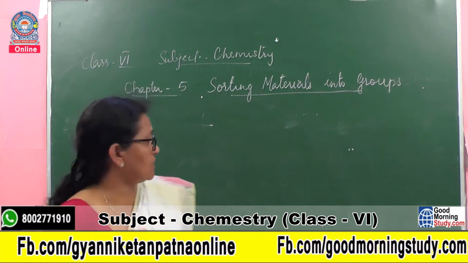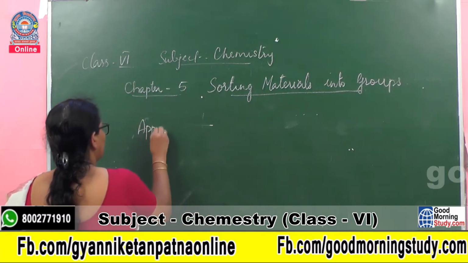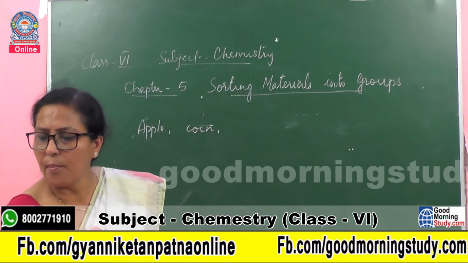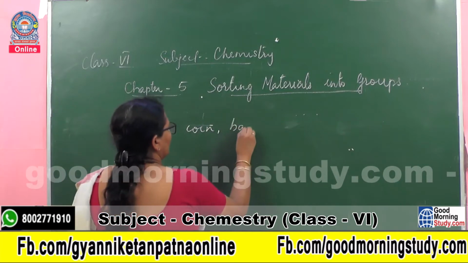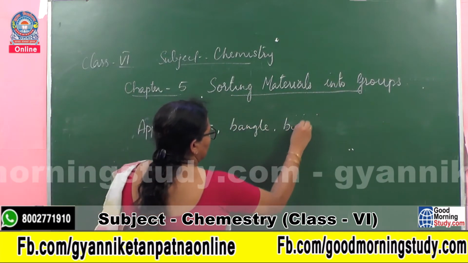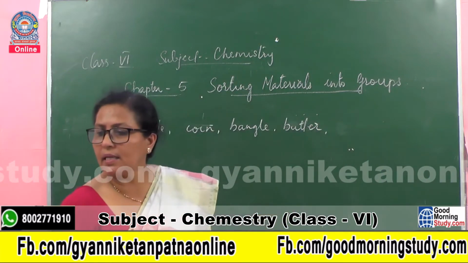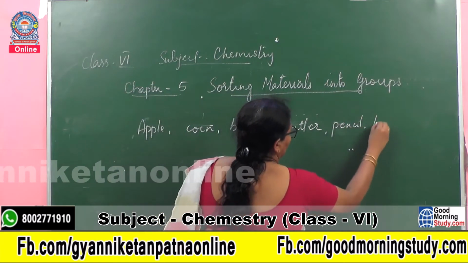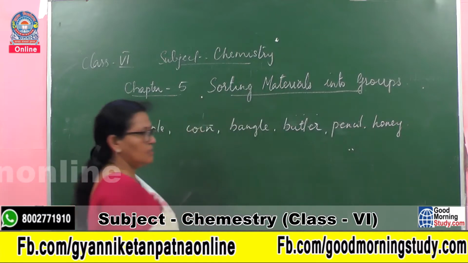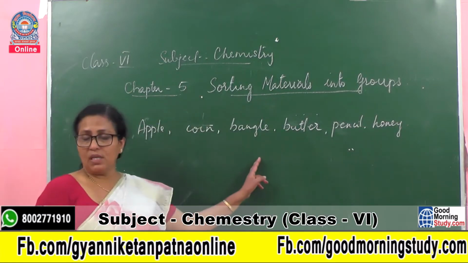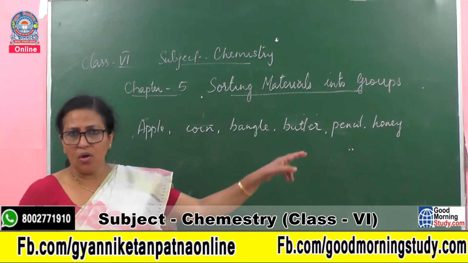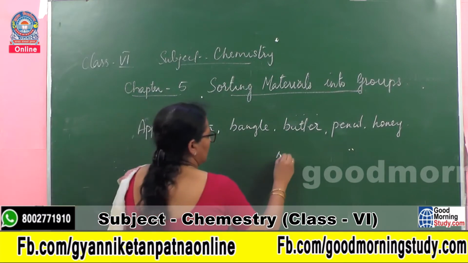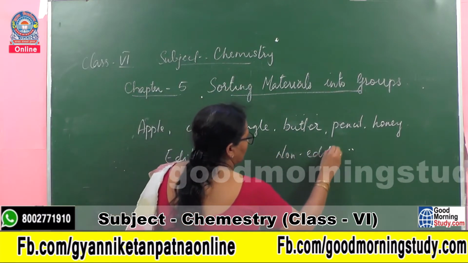I will write down the examples here. Apple, then coin, next is bangle, butter, and the next one pencil and honey. So these are the items given. You have to group these as edible and non-edible. Edible means that can be eaten, and the second is non-edible, that cannot be eaten.